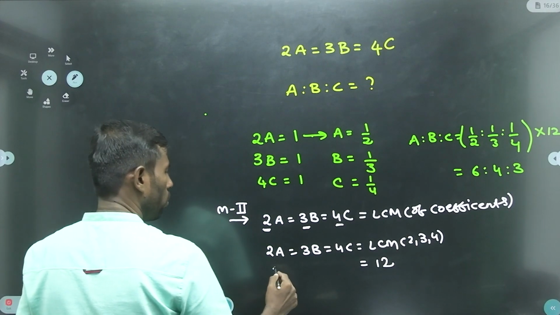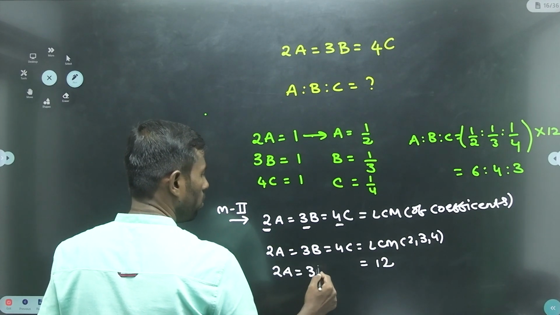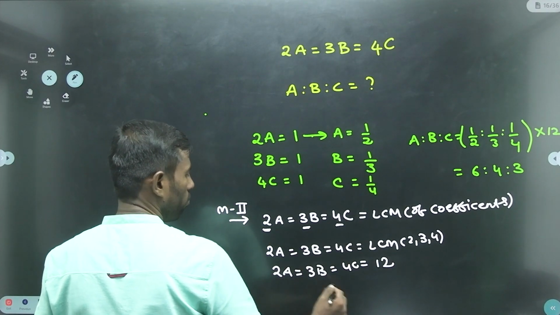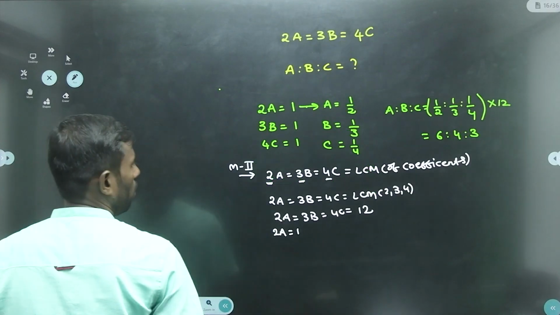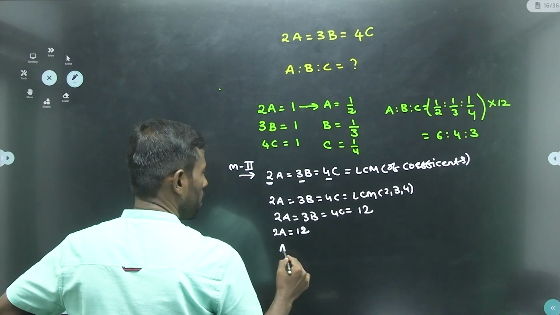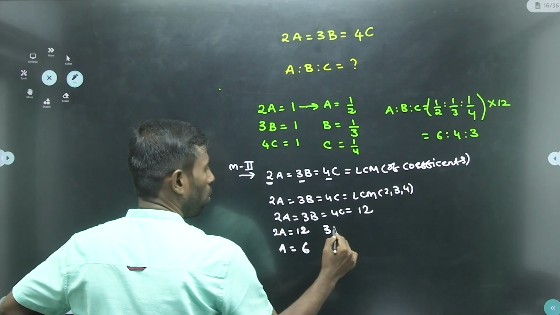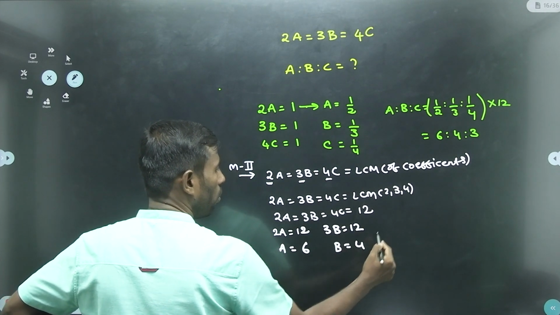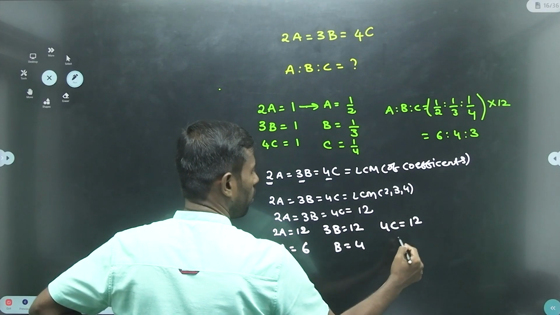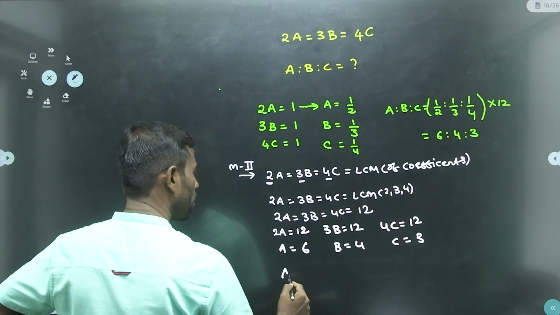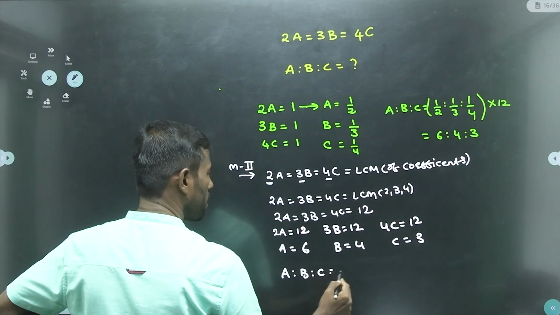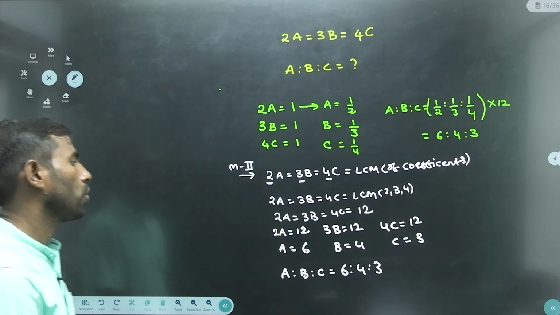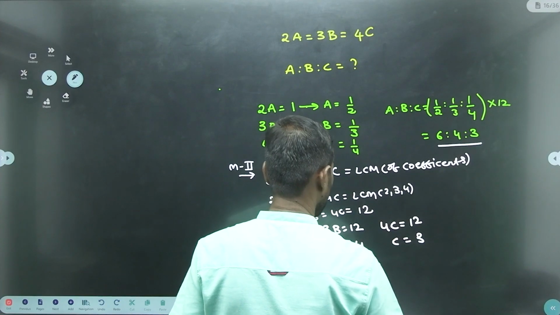So 2a equals 12, so a is equal to 6. 3b equals 12, so b is equal to 4. 4c equals 12, so c is equal to 3. So the ratio of A to B to C, where A is 6, B is 4, C is 3, is 6 is to 4 is to 3.